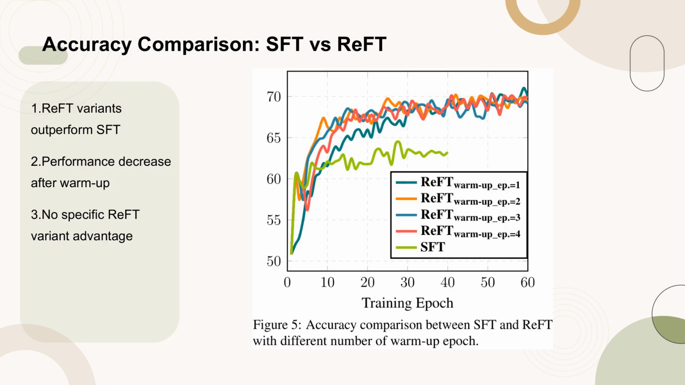Figure 5 illustrates the accuracy comparison between the supervised fine-tuning (SFT) and reinforced fine-tuning (ReFT) models with varying warm-up epochs. Notably, all ReFT variants demonstrate superior performance to SFT, with a significant margin. Initially, after the warm-up phase, the performance of all ReFT policies declines until around the 8th training epoch, attributed to the random initialization of the linear layer in the shared value model. From the 30th epoch onwards, SFT converges while ReFT variants continue to improve. Interestingly, no specific ReFT variant shows a clear advantage over the others.